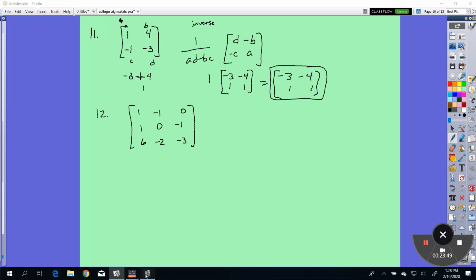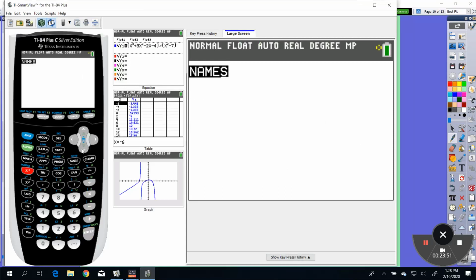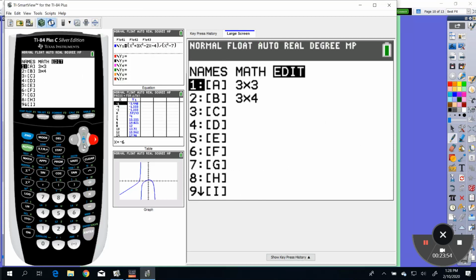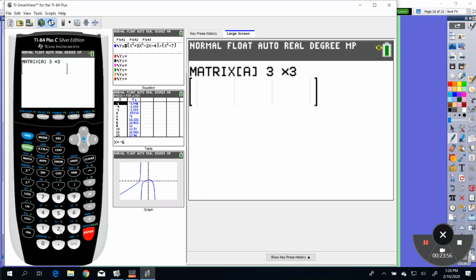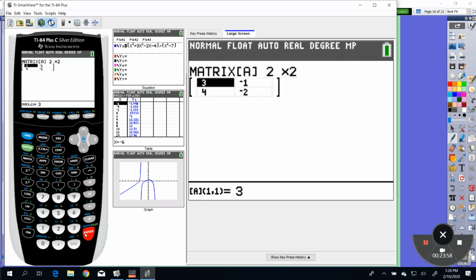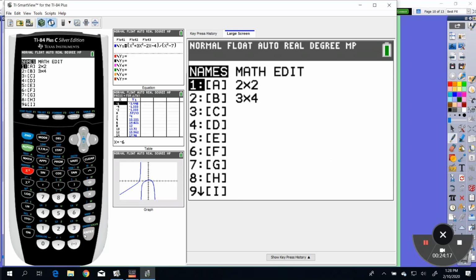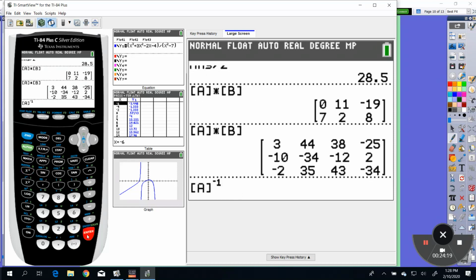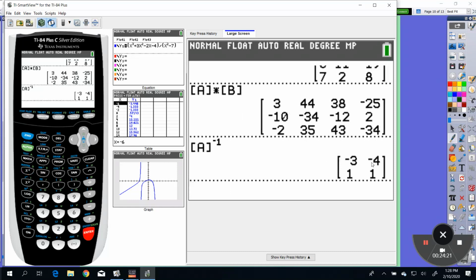You can do it on your calculator as well. So you go to the second matrix, edit. You can edit A, B, C, D, whatever you want to edit. So if I tell it it's a 2 by 2, 1, 4, negative 1, negative 3, I go out of it. Second matrix A, inverse, and there's negative 3, negative 4, 1, 1.